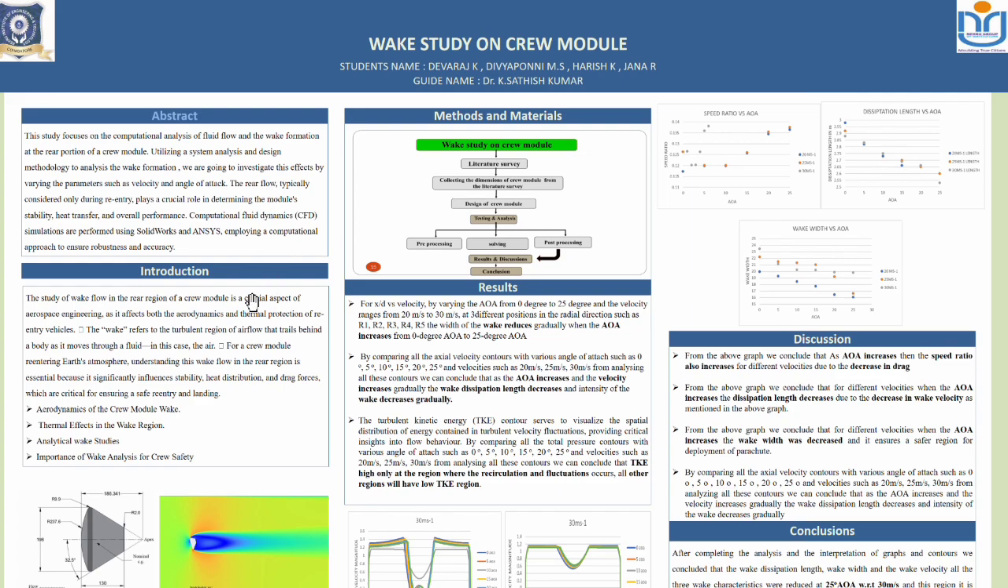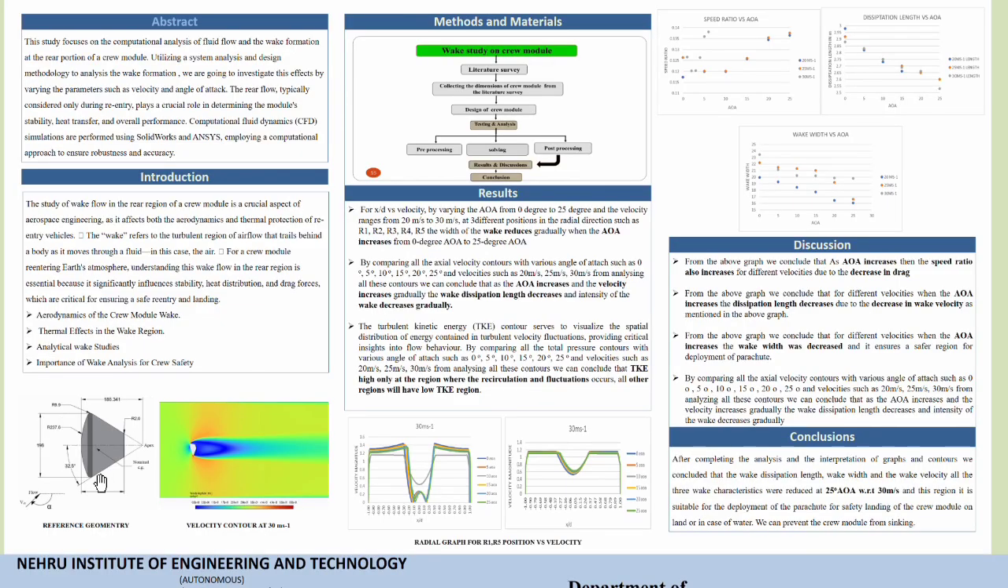The introduction. What is a crew module? The crew module is a vehicle, also known as the re-entry vehicle, that is used by the astronauts to return to the Earth from space stations after completing their missions. The picture here shows the crew module used by NASA, named the Orion Crew Module.